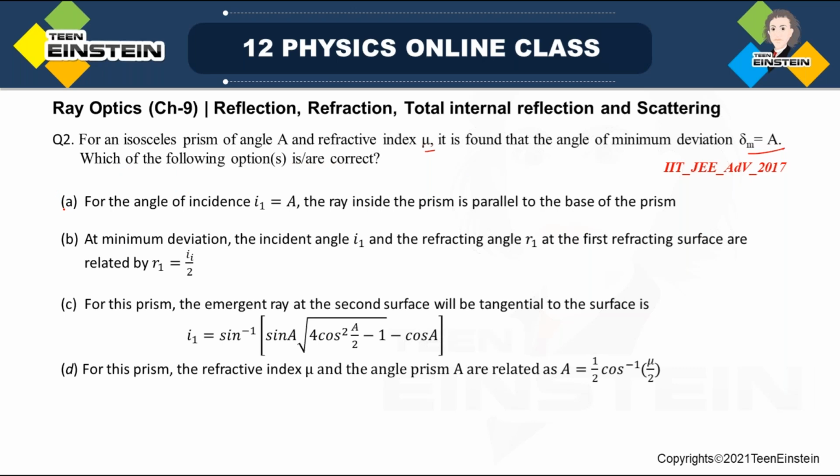Okay, let us first read option A. For the angle of incidence I1 equal to A, the ray inside the prism is parallel to the base. Okay, so this we have to prove. This is true when R1 is equal to R2. And we know that in the case of minimum angle of deviation, the minimum angle of deviation can be written as I1 plus I2 minus A.